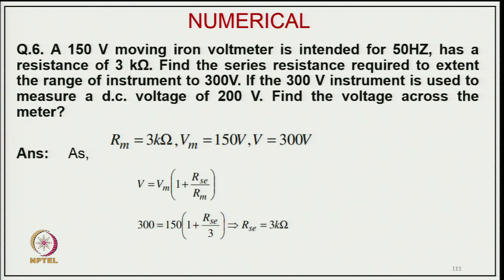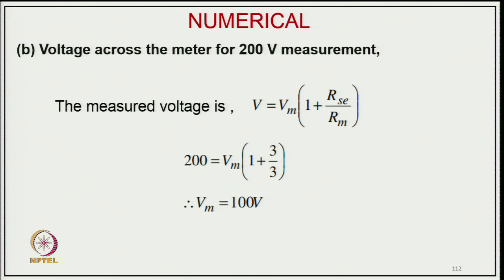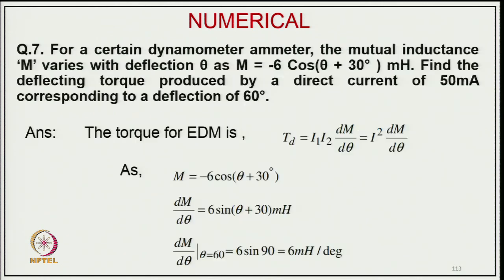Now, coming to example 6, a 150 volt moving iron voltmeter is intended for 50 hertz, has a resistance of 3 kilo ohm. Find the series resistance required to extend the range of instrument to 300 volt. If the 300 volt instrument is used to measure a DC voltage of 200 volt, find the voltage across the meter. So, R m equal to 3 kilo ohm, V m equal to 150 volt, V equal to 300 volt. So, V equal to V m into 1 plus R sc upon R m. So, from here we get R sc equal to 3 kilo ohm, and voltage across the meter is 200 volt measurement. So, measured voltage is V equal to V m into 1 plus R sc upon R m. So, getting from here V m is 100 volt.